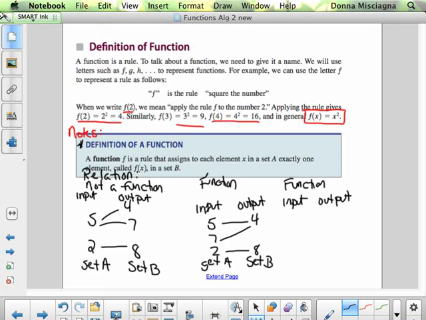All right, so 5 matched to 4, 7 matched to 9, 2 matched to 8. Here, each member of set A is matched to one member of set B, and each member of set B is matched to one member of set A. This is a special kind of function. It's called one-to-one. That'll be important in the second semester.